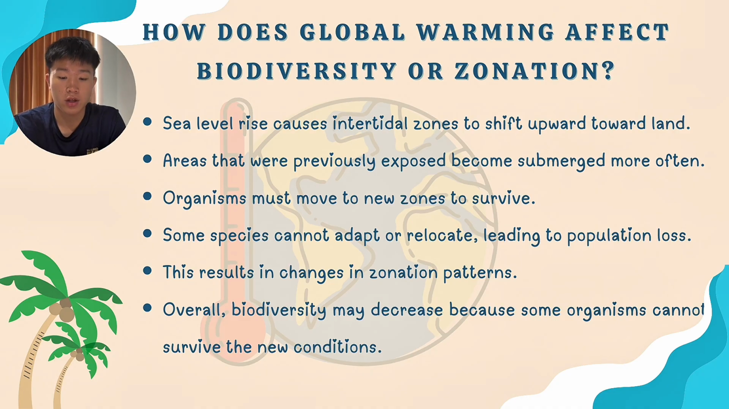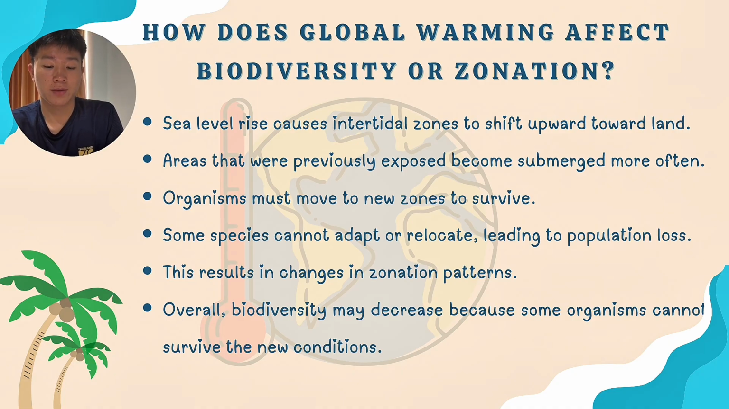First, sea level rise causes intertidal zones to shift upward toward land. As global temperature increases, sea levels gradually rise, causing the intertidal zones along the coastline to shift upward toward land, and changing the natural boundaries between marine and terrestrial environments. Second, areas that were previously exposed become submerged more often. Areas that were previously exposed to air during low tide are now submerged under seawater more frequently because of rising sea levels, which significantly change the environmental conditions in those habitats.